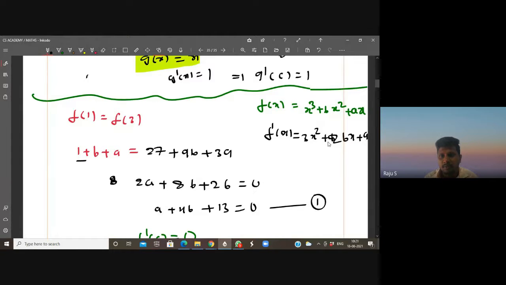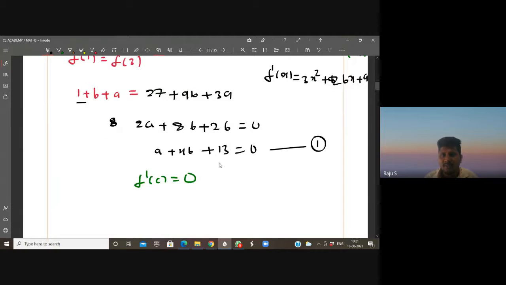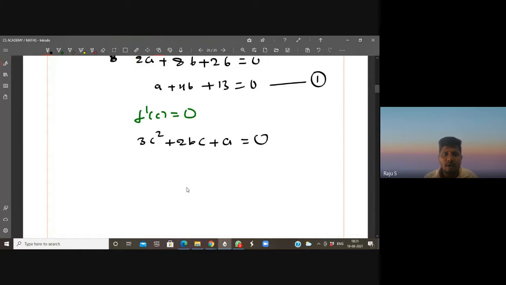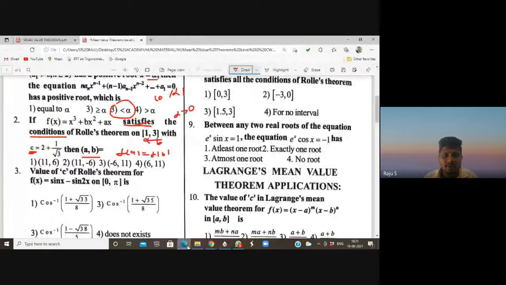Okay, 3x square. This is f dash of x. Then f dash of c is given by replacing x by c. So 3c square plus 2bc plus a is equal to 0. See, students, the c value is already given. What is the c value they gave? 2 plus 1 by root 3.